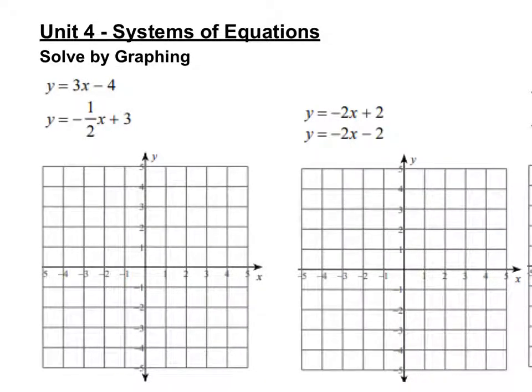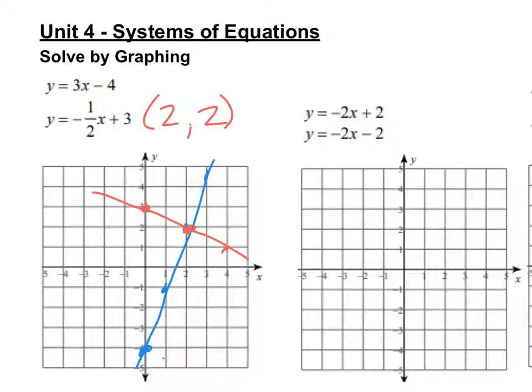Now we're going to look at solving by graphing. To solve by graphing, you graph your lines and see where they cross. So my first line, I begin at -4 and move with M, so up 3, right 1. Then I graph my other line, begin with B, which is 3, move with M, which is down 1, right 2. So I can see that they cross at the point (2, 2).